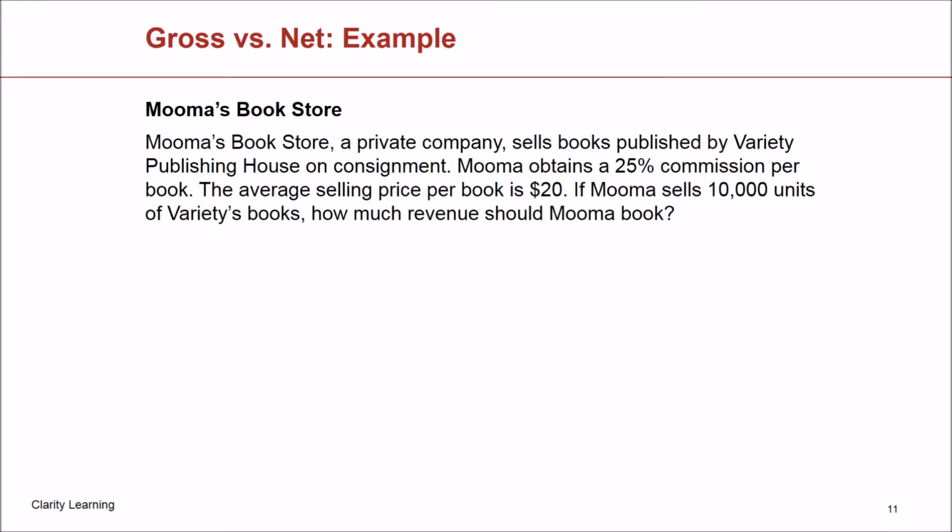So let's look at an example for Muma's Bookstore. It's a private company which sells books published by Variety Publishing House on consignment. Muma obtains a 25% commission per book, and the average selling price per book is $20. If Muma sells 10,000 units of Variety's books, how much revenue should Muma book?